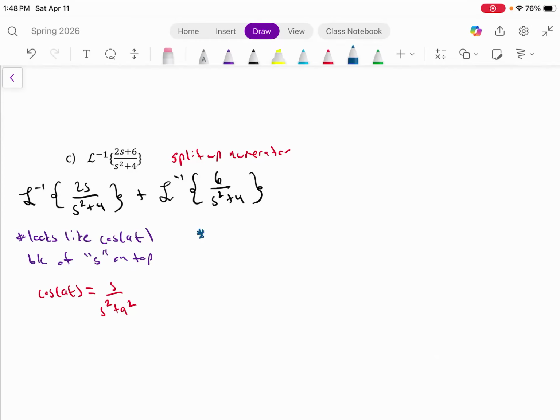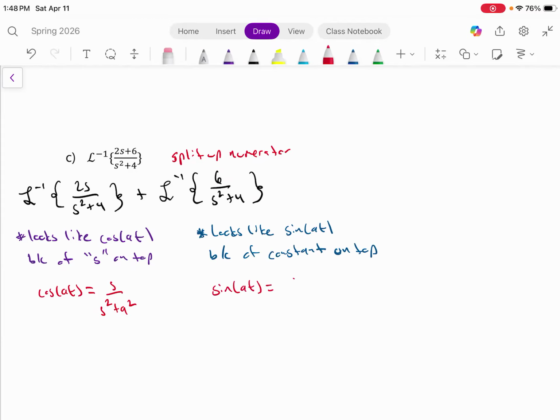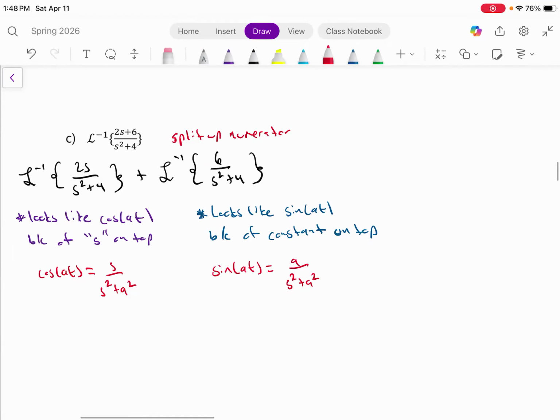And our second term looks like sine of at to me because of just the constant on top, just the 6 on top. Okay, so that's why it fits the sine criteria to me. So sine of at is just a constant a over s squared plus a squared. We saw that one in the previous problem. So the idea is how do I manipulate this to get a squared, things like that.